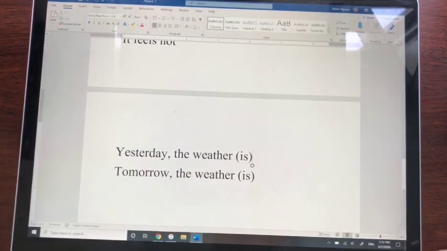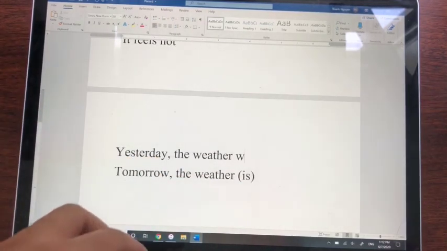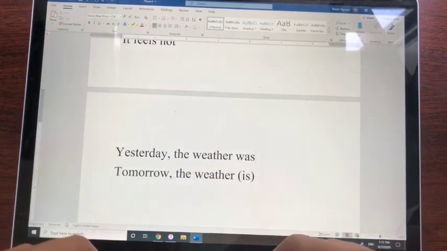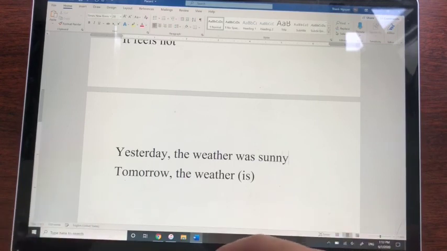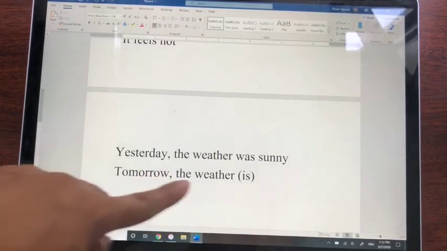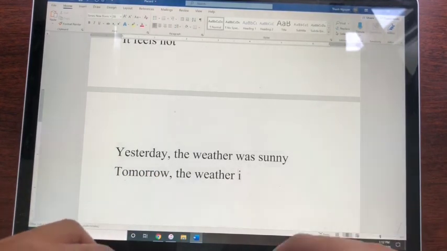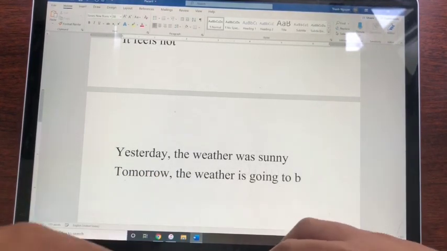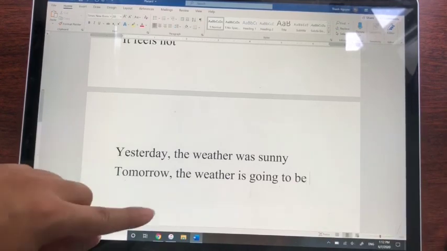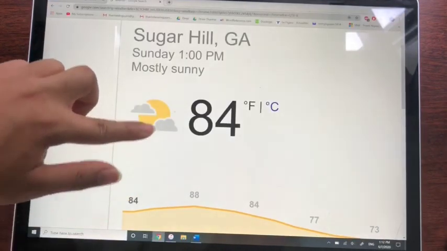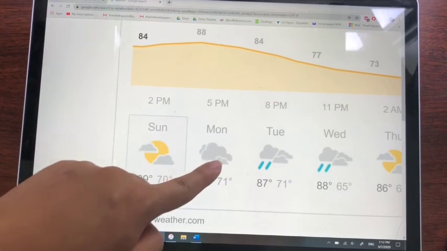Yesterday, the weather was sunny. Tomorrow, the weather, we can say, is going to be cloudy.